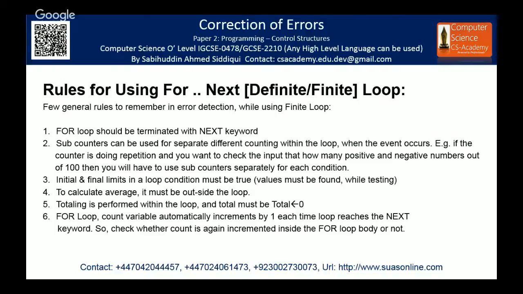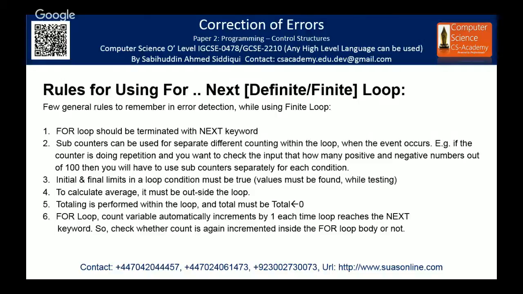Fourth point, to calculate an average, it must be outside the loop. The reason is that a loop is a kind of cycle which keeps on running, so what comes under it will be part of it. That means the running totals you are going to add will be part of the loop. If you want to calculate something, that will be under the loop. But if you want to make a percentage or an average, that should be outside the body of the loop. The thing within the loop is the data which is inside the body of the loop.